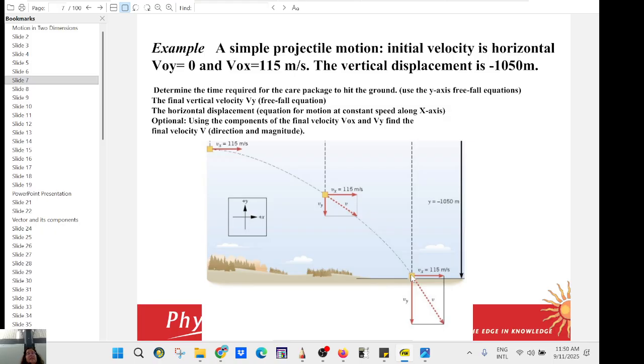So that's why you need physics, right? Otherwise, you're going to miss your target, or you might kill someone there on the way. So you have the vertical displacement, you have the initial velocity along the x, and what do they want? The time. You want the time.